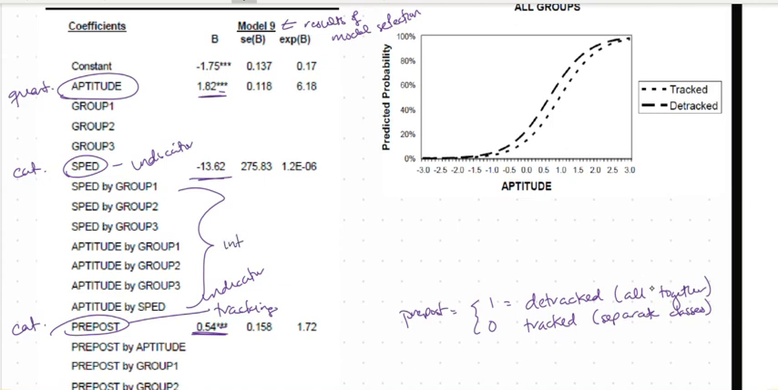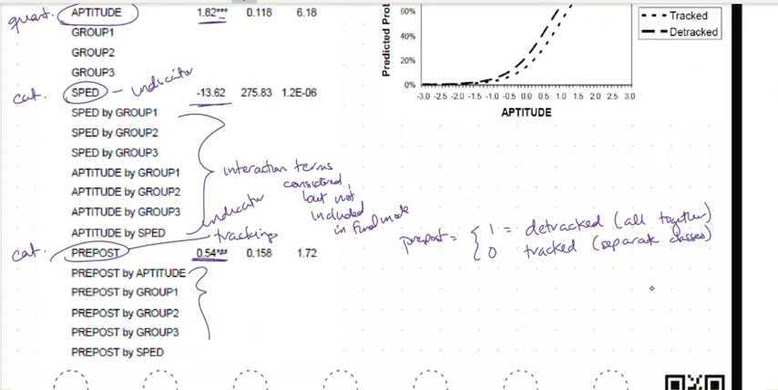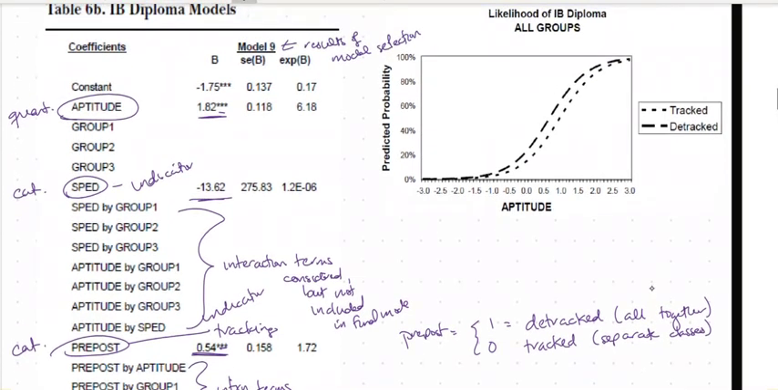So these are all, for example, interaction terms considered for the model, but had been dropped. Similarly, all this pre-post by aptitude, these are more interaction terms. They had been tested and it was determined that they were not useful. Right? So, some things that we see.